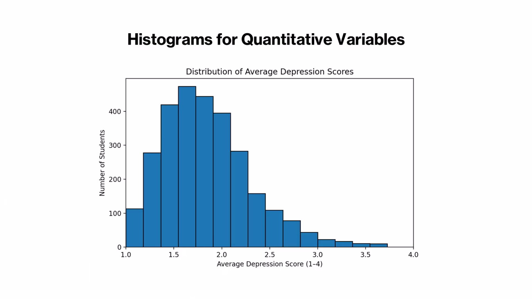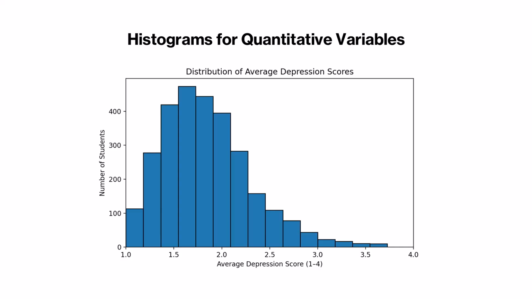Histograms are tools for visualizing the distribution of quantitative variables with many possible values. Unlike bar charts, which are suited for categorical data, histograms group numeric scores into intervals and display how many observations fall within each range. This visualization allows researchers to assess clustering, spread, skewness, and the presence of outliers.